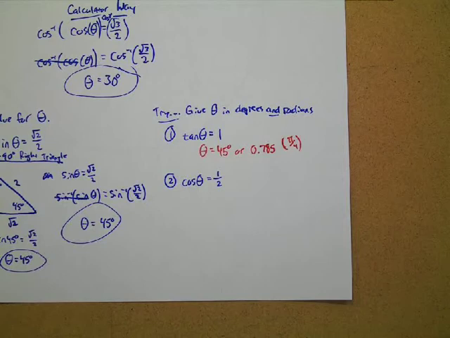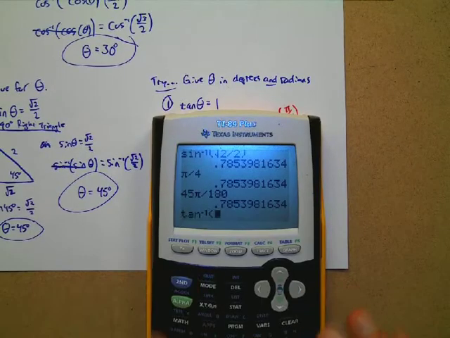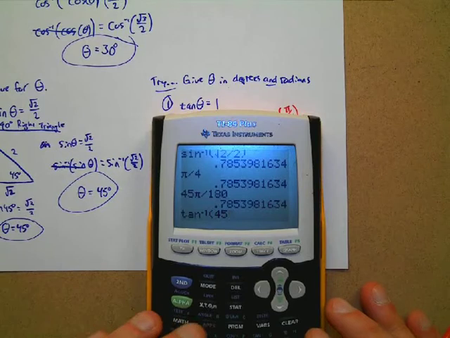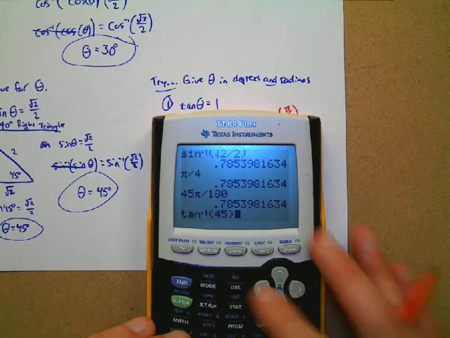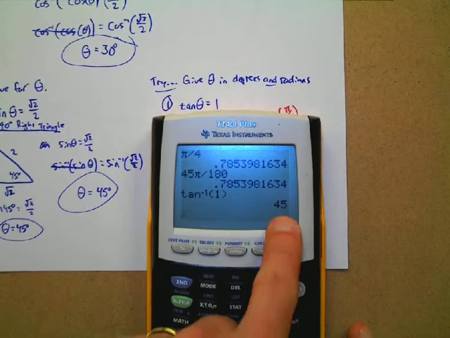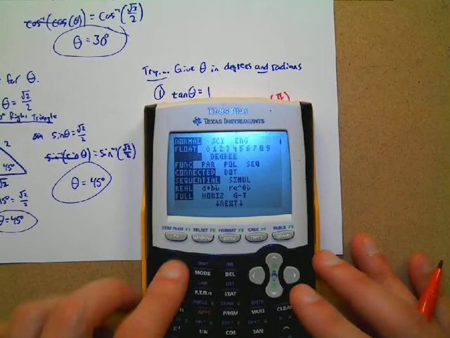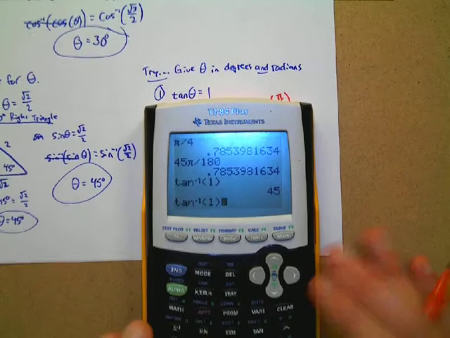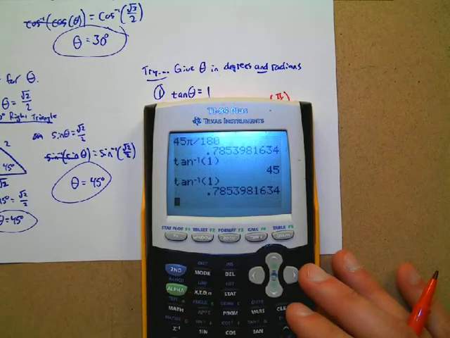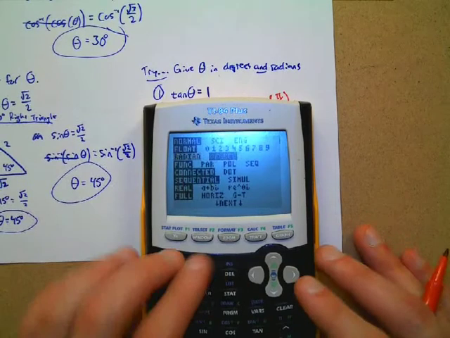And again, all you got to do is just go second tangent, okay, 45 degrees. Or wait, no, second tangent of 1, my bad. There's the 45 degrees. Then I'll press the mode button and change my mode to radians. And then when I type in tangent inverse of 1 again, there's the radian measure right there, 0.785.